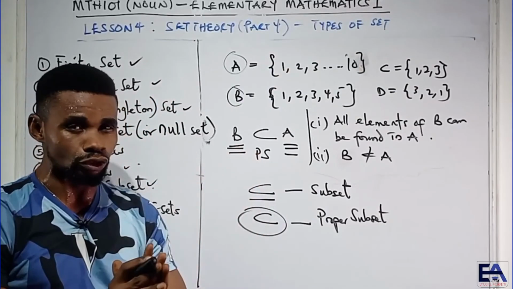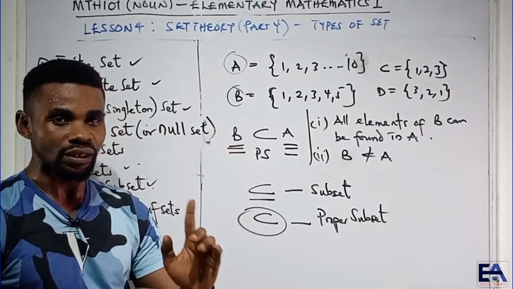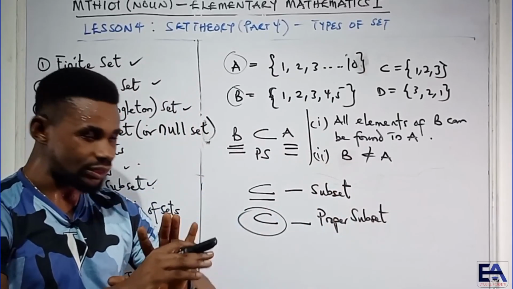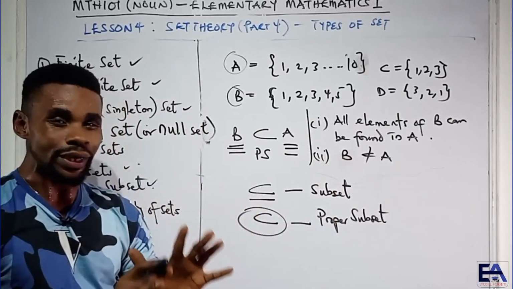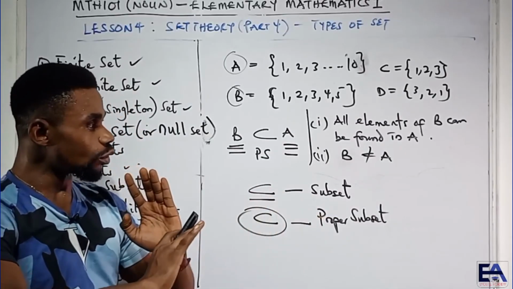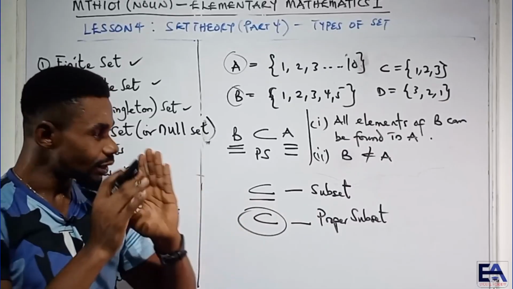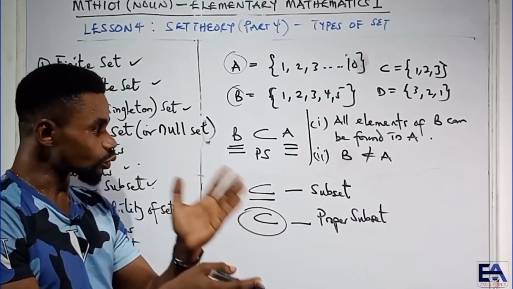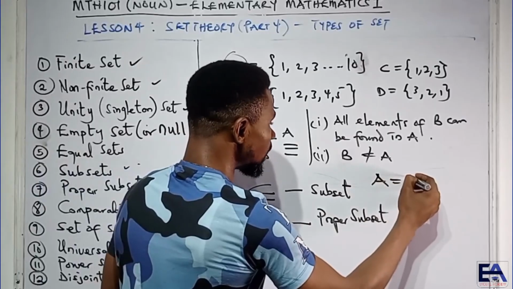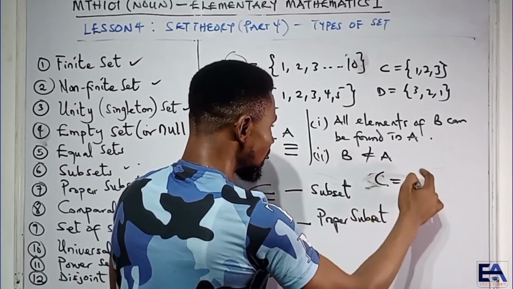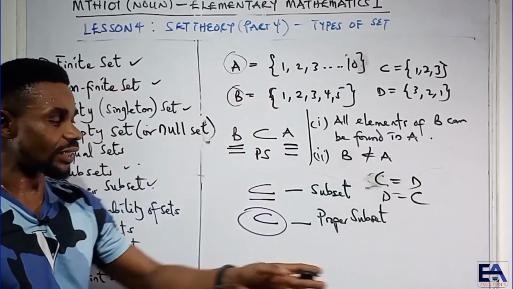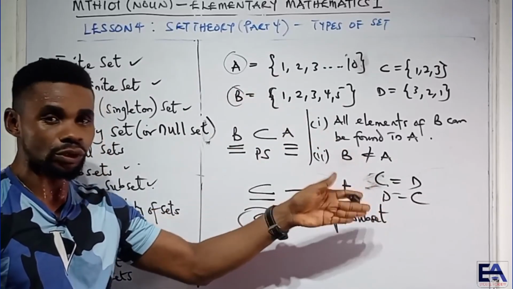But in this case, there is no struggle. Clearly, B is a subset of A, but the other way around is not true, which means A is not a subset of B. So no arguments, everybody knows their place. In that kind of case, where there is no ambiguity, we say it is a proper subset. But when there is ambiguity, like C is equal to D, and D is equal to C, they are subsets of each other, but not proper subsets.